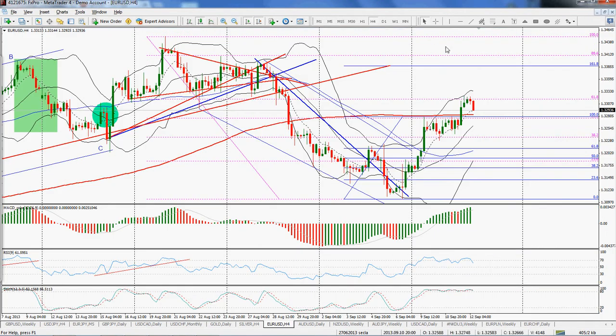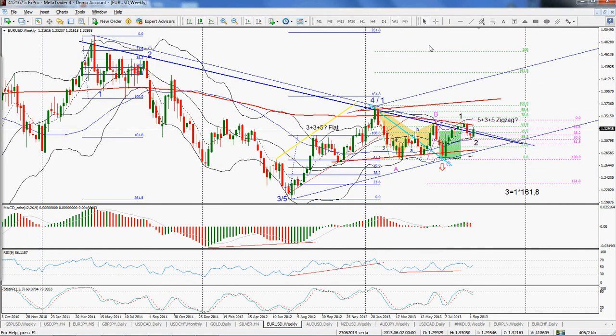Okay, I would like to start with Euro US dollar. There was a question asked concerning my labeling on the charts, and a person asked me to label it more carefully and more precisely.